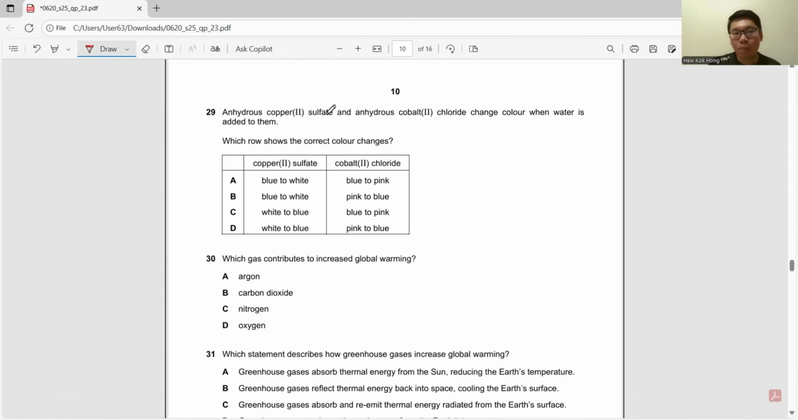29. Anhydrous copper(II) sulfate and anhydrous cobalt(II) chloride change color when water is added to them. Copper sulfate will change from white to blue, and cobalt(II) chloride will change from blue to pink. Answer is C. 30. Which gas contributes to increased global warming? Always carbon dioxide. Other than this, we also have methane. So answer is B.